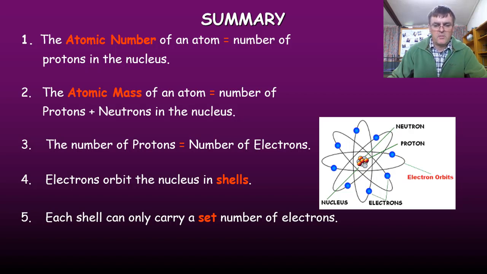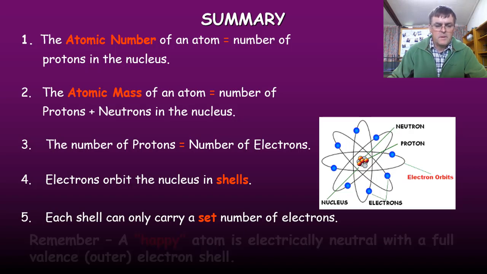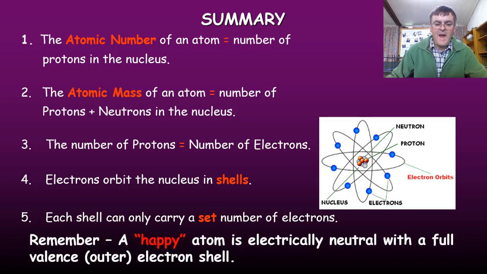So remember that 2, 8, 8 is all you need to remember at this stage of chemistry. And a happy atom has the same number of protons as it does electrons, so it's electrically neutral, and it has a full valence or outer shell. Now not all atoms can do that, and we'll learn a bit more about that later on, but for an atom to be happy, it's electrically neutral with a full valence outer shell.